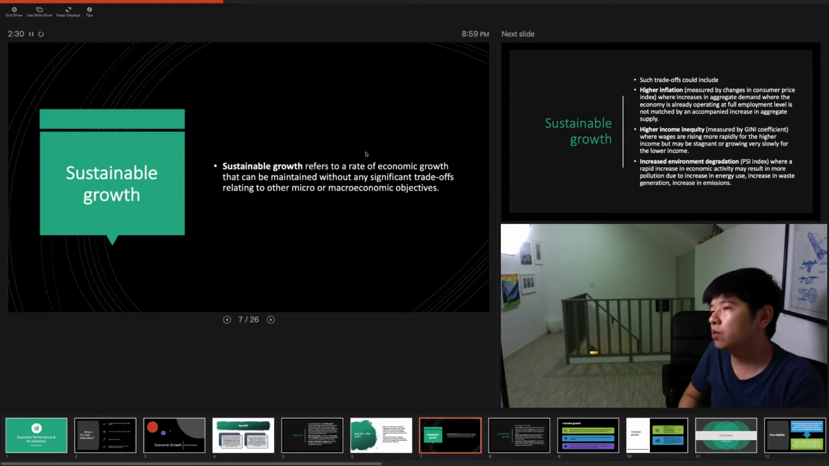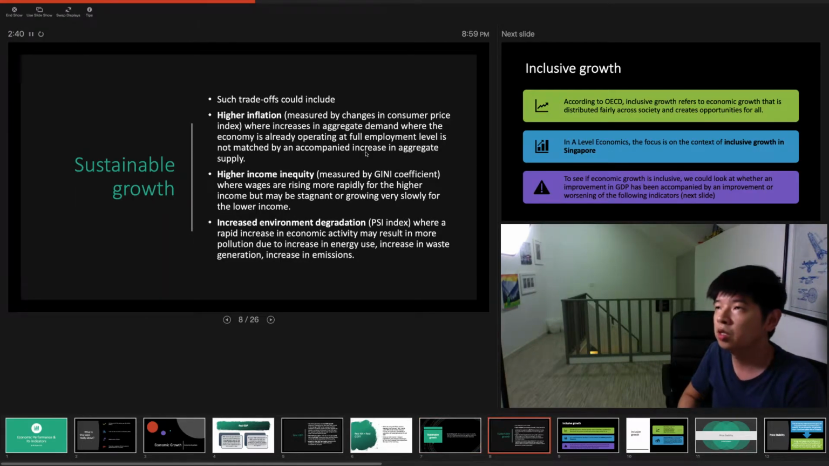Let's now look at this concept of sustainable growth. Sustainable growth means that we want to achieve a rate of economic growth without any significant trade-offs relating to other micro or macroeconomic objectives. So, what are these trade-offs? It can be high inflation, measured by changes in the consumer price index.